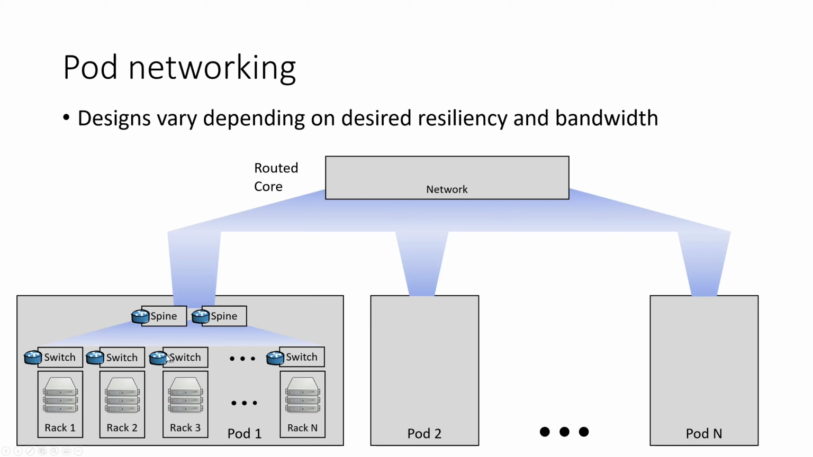So there's some internal networking inside the pod so that applications can run on servers that are located in different racks. The topology of the network inside the pod varies. It depends on how much resilience we want. For example, if we want a lot of resilience, we might have two top-of-rack switches and each rack connected to two switches so that we get two links to each server. And also how much bandwidth we want between the servers.